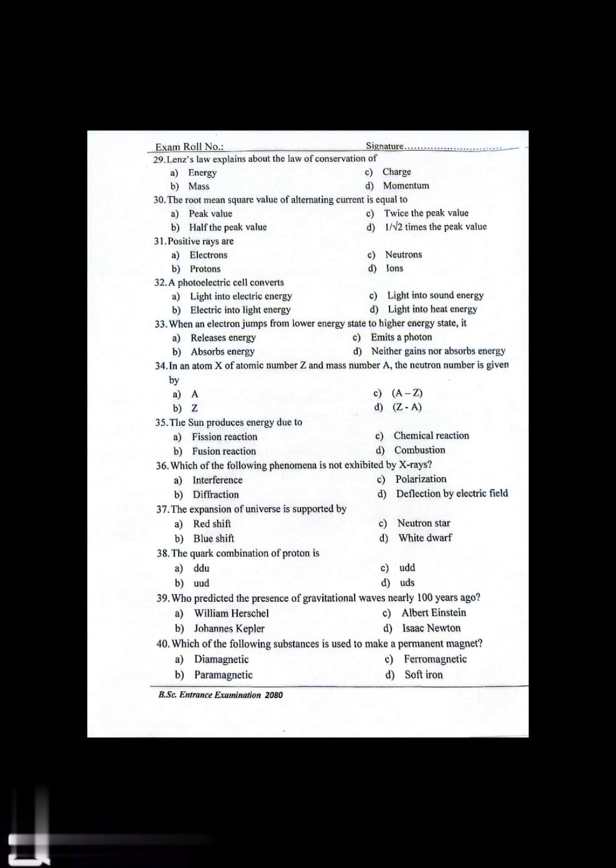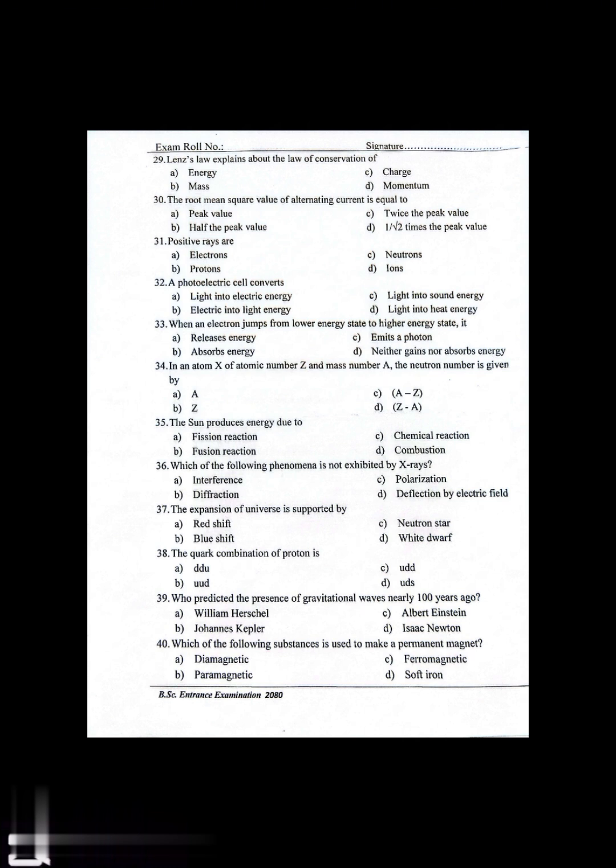31. Positive rays are A. Electron, B. Proton, C. Neutron, D. Ions. 32. A photoelectric cell converts A. Light into electric energy, B. Electric into light energy, C. Light into sound energy, D. Light into heat energy.